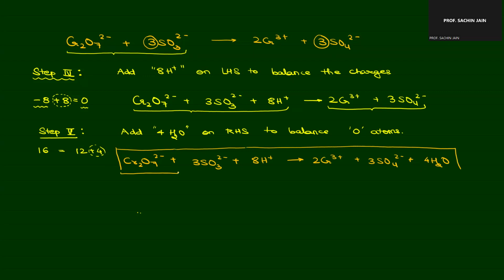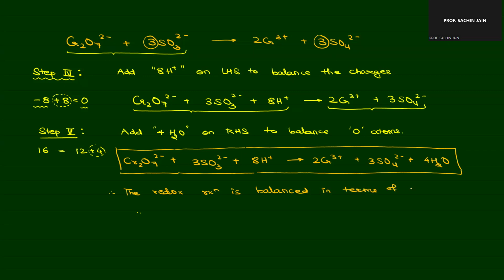And it is a self-verification method wherein you can observe the balancing in terms of atoms and charges. So this is the redox reaction which is balanced in terms of atoms. Atoms are balanced on both the sides, but it's not only about the atoms. For an ionic reaction, you need to also see the charges. So the balancing should always be in terms of atoms and charges, which we have already done.